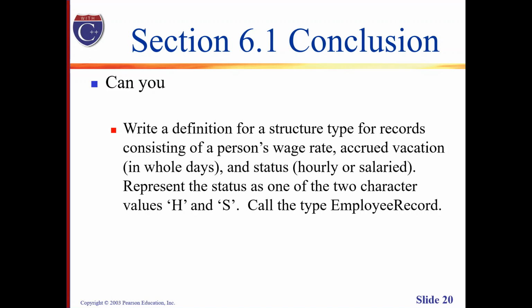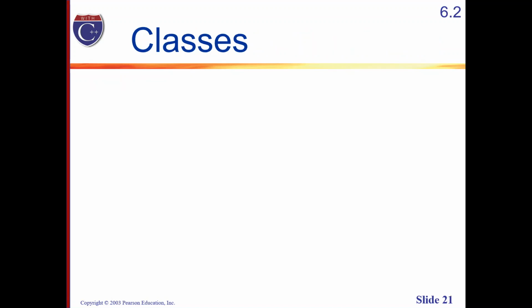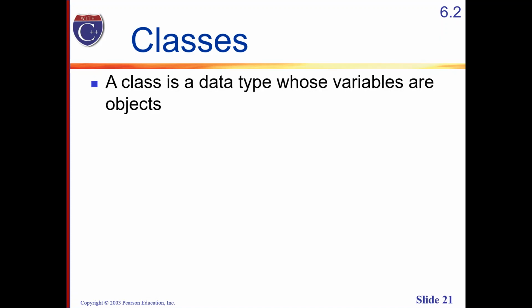We will now proceed with the next topic, which is about classes. A class is a data type whose variables are objects. Actually, the purpose of talking about structures a while ago is to give us a view of what objects are, how they are created, and how they are used. So in a while, you will see that structures actually share a lot of similarities with actual classes in C++.